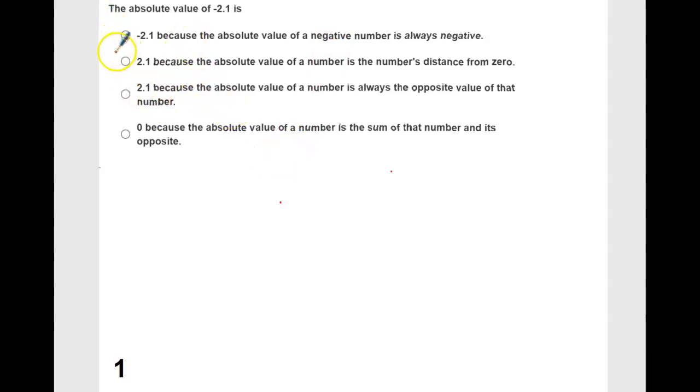After each problem, go ahead and pause the video so that you can write what you need to write and then move on. The first problem, the absolute value of negative 2.1 is. So the absolute value would be written like this, negative 2.1. And absolute value means the number's distance from 0. So negative 2.1 is going to be 2.1 from 0.